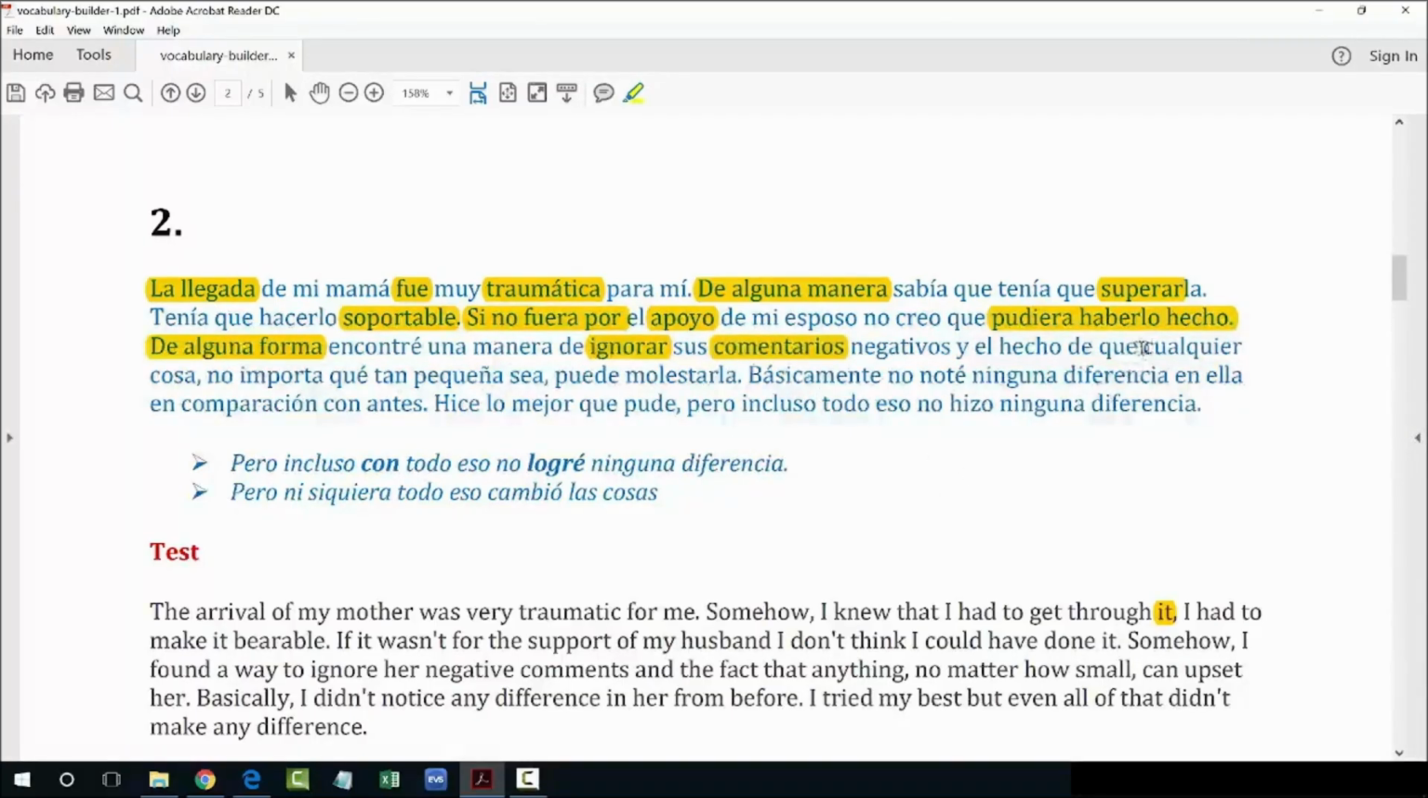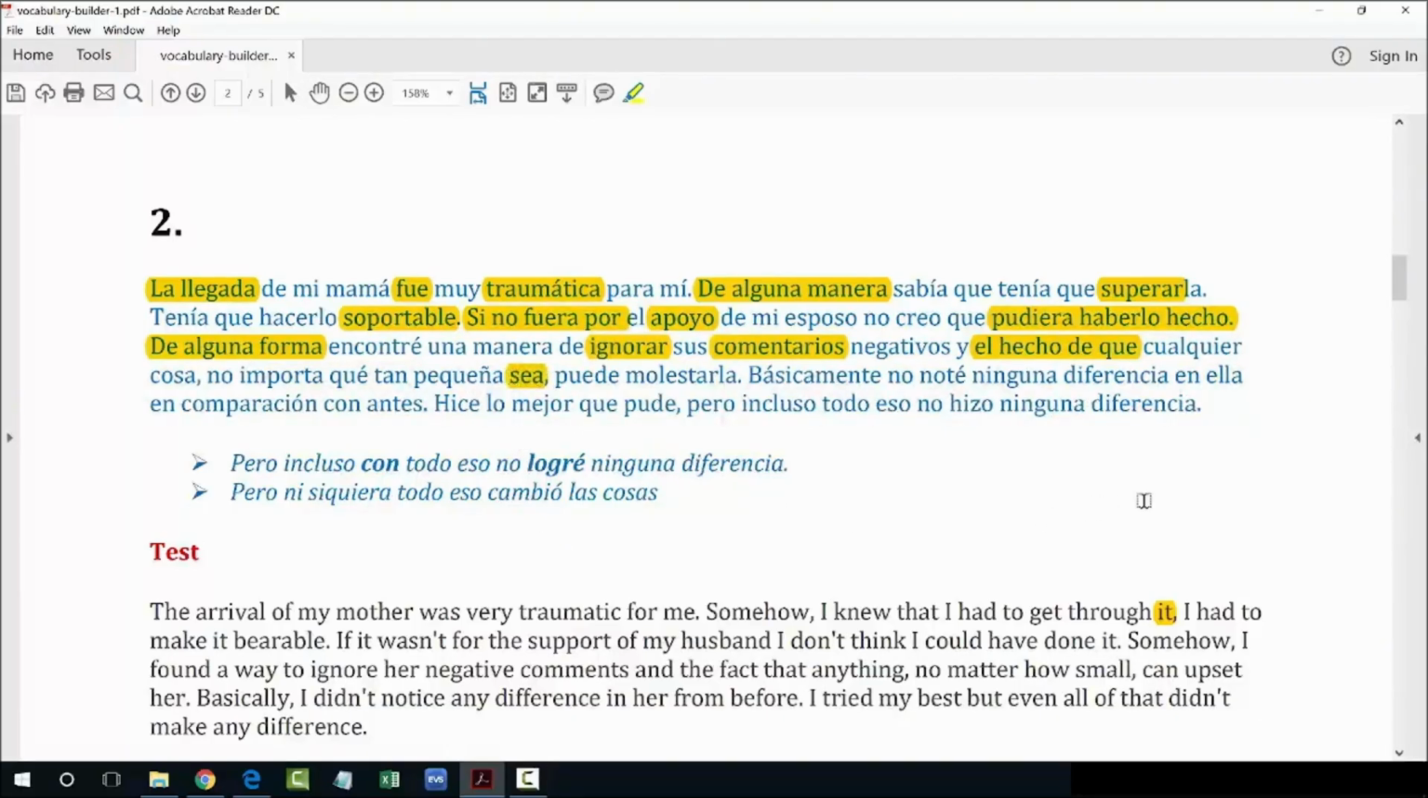Now we have another piece of glue, el hecho de que, the fact, or more specifically, the fact that. Notice that they stick in de here, el hecho de que. Cualquier cosa, this means anything, cualquier cosa. No importa que tan pequeña sea. Here you can see the little subjunctive being used here.